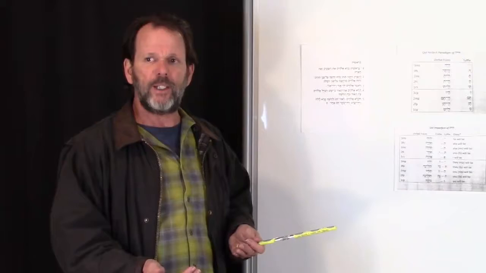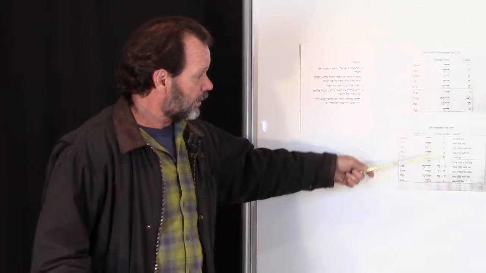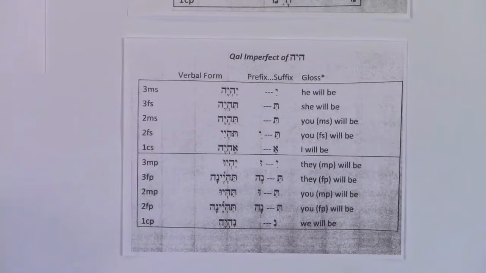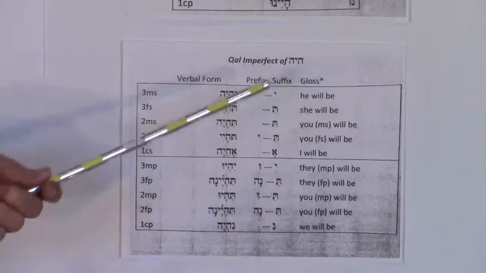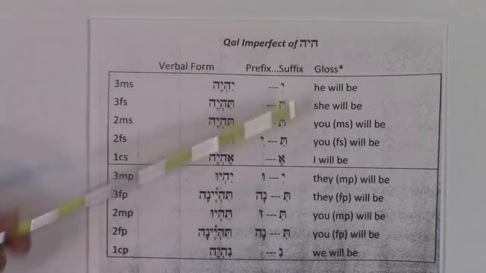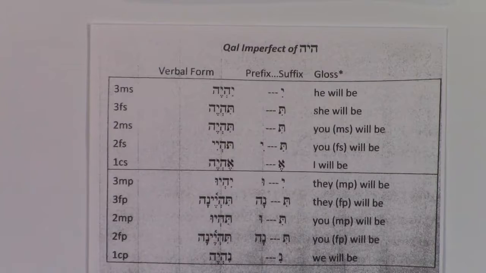But by and large, in almost every case, you're going to be able to recognize that it's an imperfect, either by a singular yod at the beginning of that somewhat familiar three-consonant or three-letter verb, or it's going to have a tav in front of it. That's about the easiest thing I could say. And then whether it's the third masculine singular or third masculine plural, it's going to start with that yod. And then all you've got to do is recognize the shureq at the end of it. See the shureq? All you've got to do is recognize the shureq at the end of it.